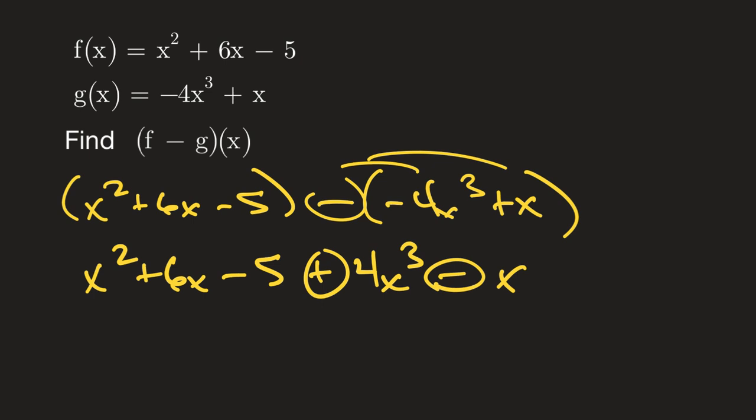Now, I would encourage you to always try to write these in standard form, meaning largest degree to smallest. I think that's just good practice. Are there any other x cubed terms? There's not. So 4x cubed probably needs to be our first term. We're done with that one. What's our next highest degree? x squared. How many of those are there? Just one, right? So we have positive x squared. That one's done.